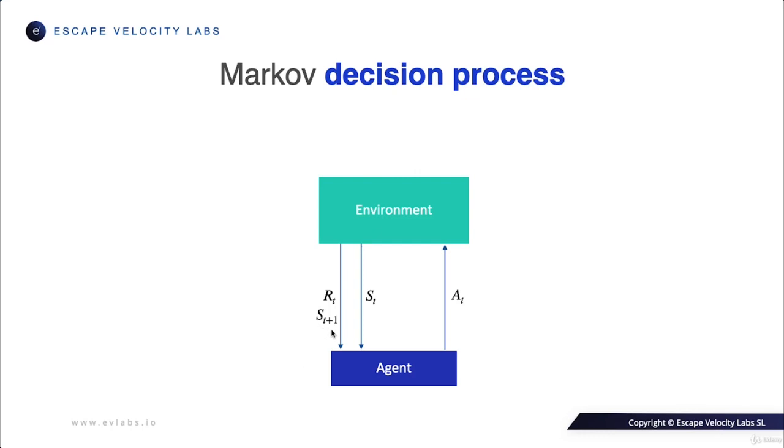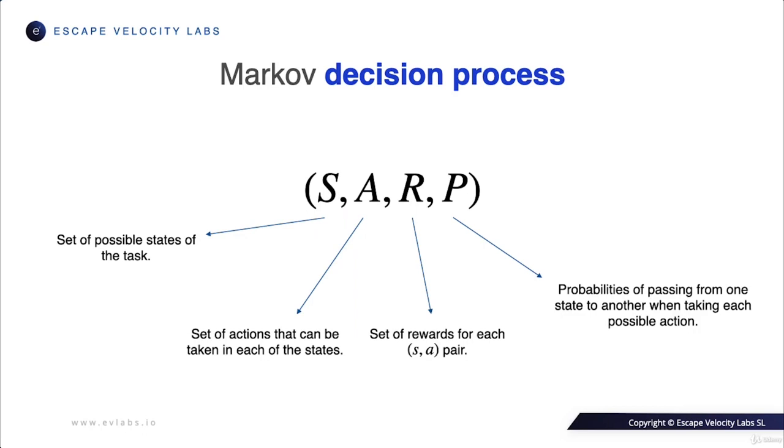Then, based on the new state, the agent takes another action, and the cycle repeats itself until the task ends, either because the agent has achieved the goal of the task or because it has failed for some reason. As you can see, this model, called the Markov decision process, represents in an abstract way the behavior of every control task that we are going to face and allows us to work using the same template with all of them. Thanks to the Markov decision process, we can analyze very different tasks using the same concepts.